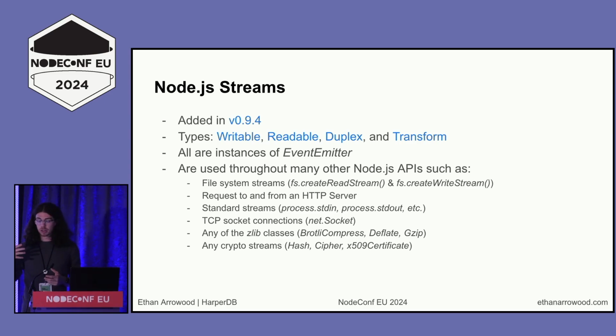I'll be using the color coding, the blue text, to indicate Node streams today. Those are Writable, Readable, Duplex, and Transform. They're all instances of EventEmitter, and they're used throughout so many other Node.js APIs: file systems, requests, standard streams, TCP, zlib, crypto. They're everywhere.